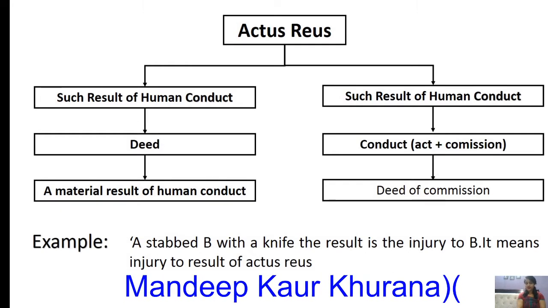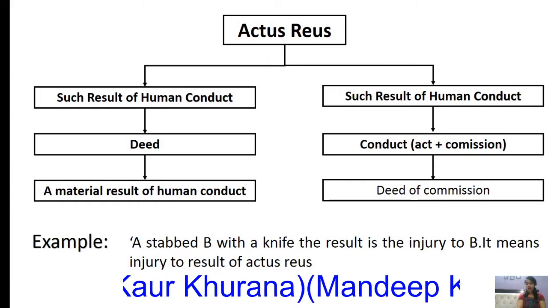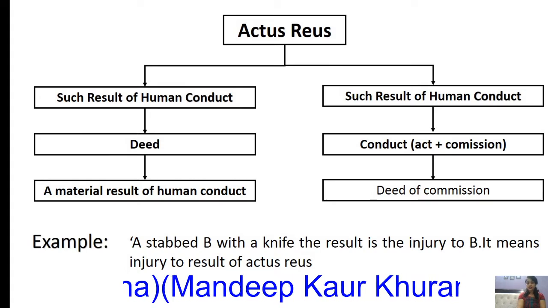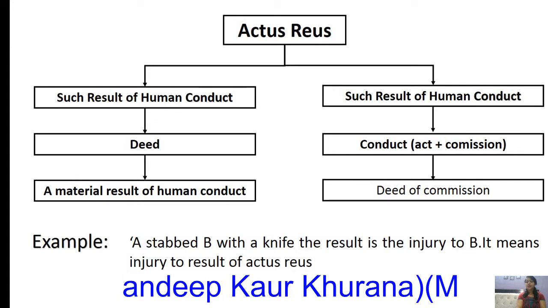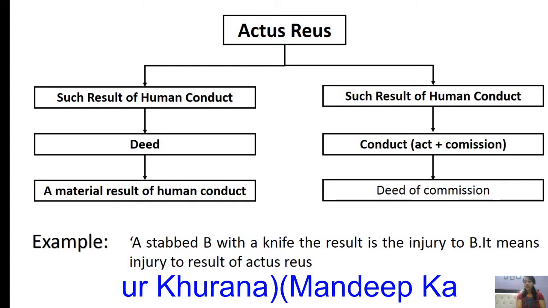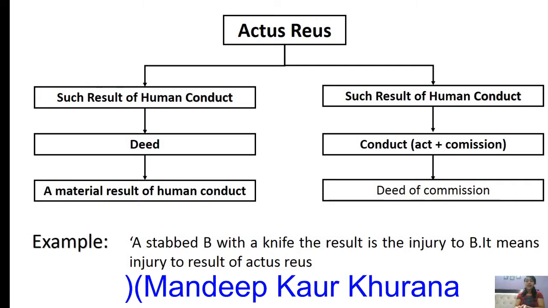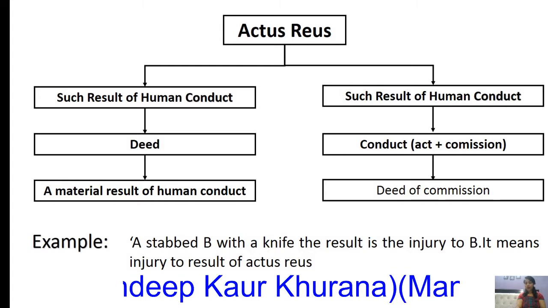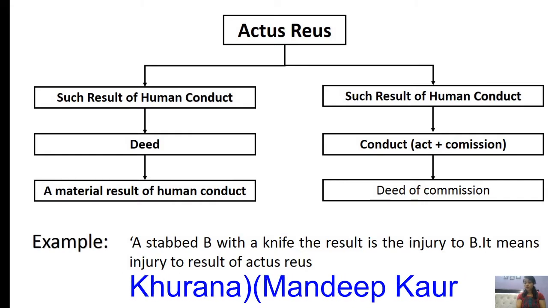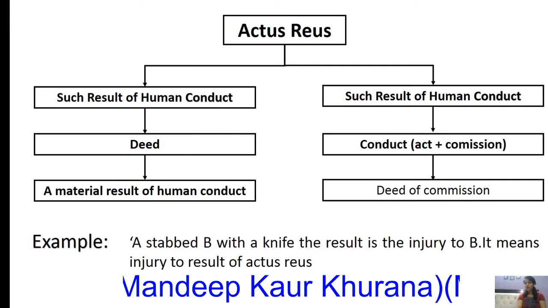Next is actus reus. Here, what do you mean by actus reus? First, such result of human conduct, a deed. A material result of human conduct means we are using the term again and again, that is human conduct. What a human is doing, what his next step is, whether he is doing a legal act or an illegal act. This is the main question. Okay, such result, and whether his conduct is act plus omission, a deed of commission. Act can be act or commission.